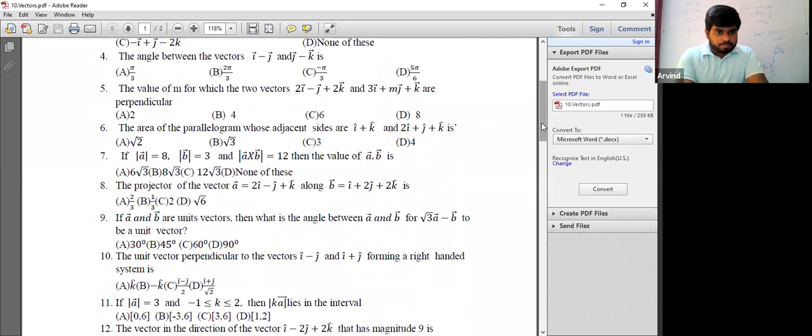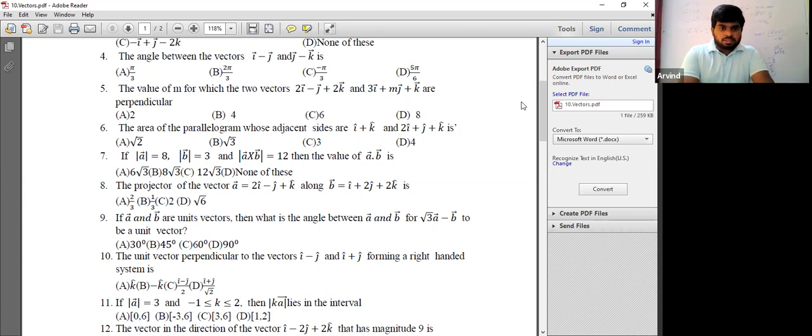Seventh one. So 12 root 3, option C will be the answer. I just repeated: you have A dot B equals mod A mod B cos theta. You don't know the value of cos theta, but you can find sin theta, mod of A cross B divided by mod A mod B. Using that we found theta, which is pi by 6. Substitute there, you will get the answer.